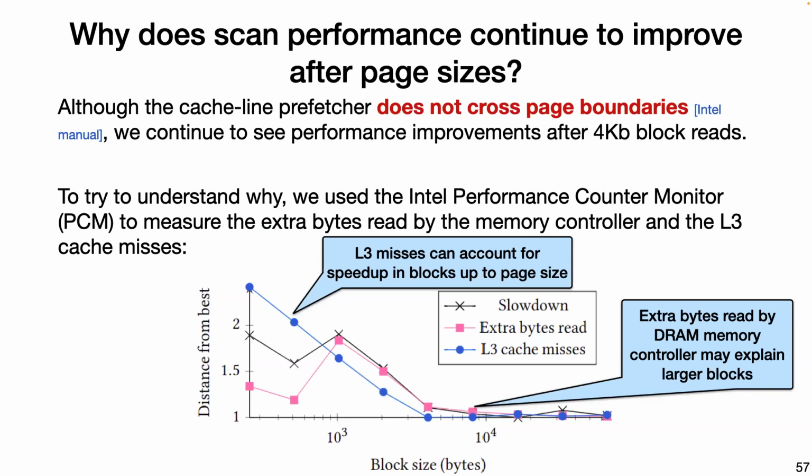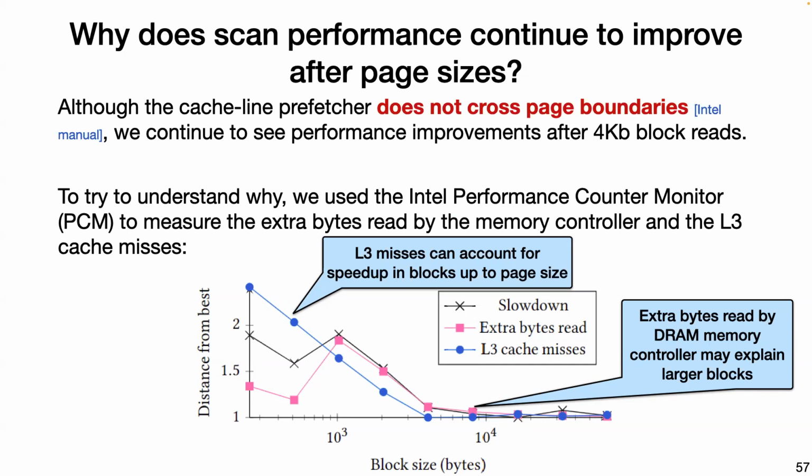And this is the block size. This is the y-axis, distance from best. Down is good. Extra bytes read means that the minimal number of bytes that you needed to read is the size of the array, but the memory controller may read more depending on what your block size was. And actually you can see that this pink line is often above 1.